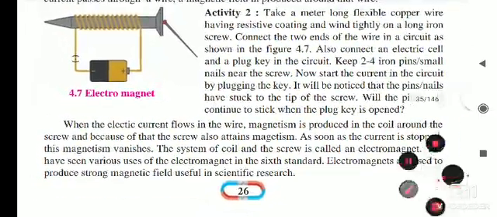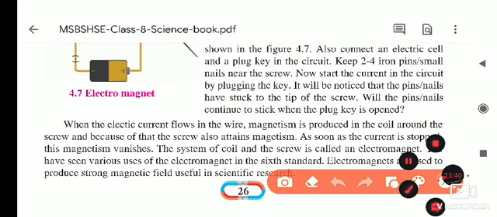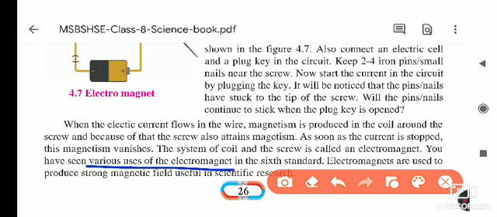And next, you have seen various uses of magnets in 6th standard. Last year I think you studied where we use this electromagnet, in the crane in big companies to carry the big parts of vehicles. This type of electromagnet is used. When the electricity flows, it behaves like a magnet.